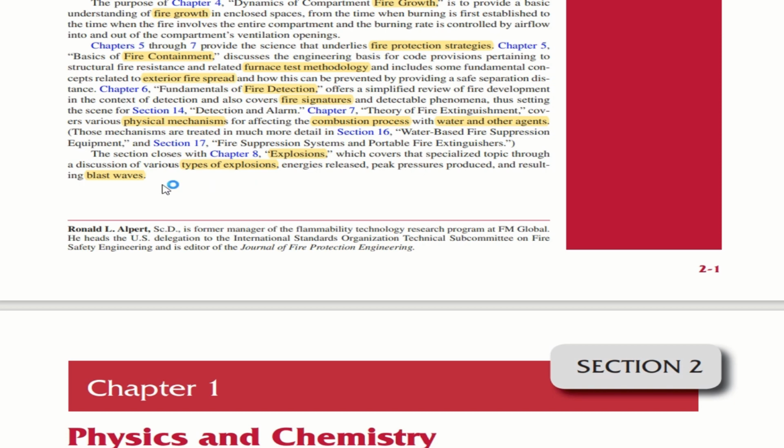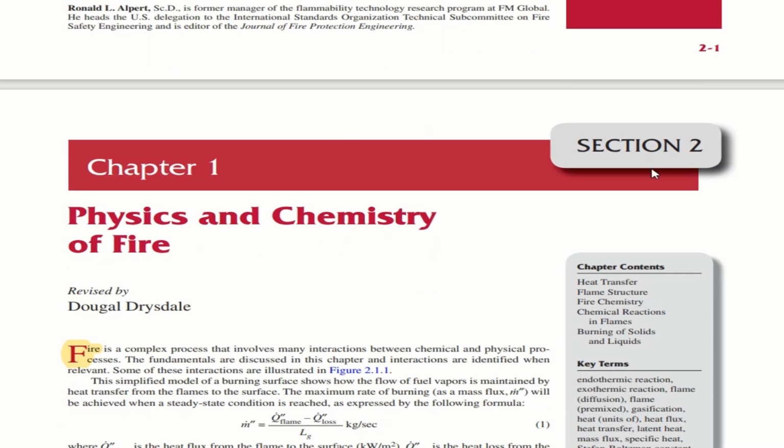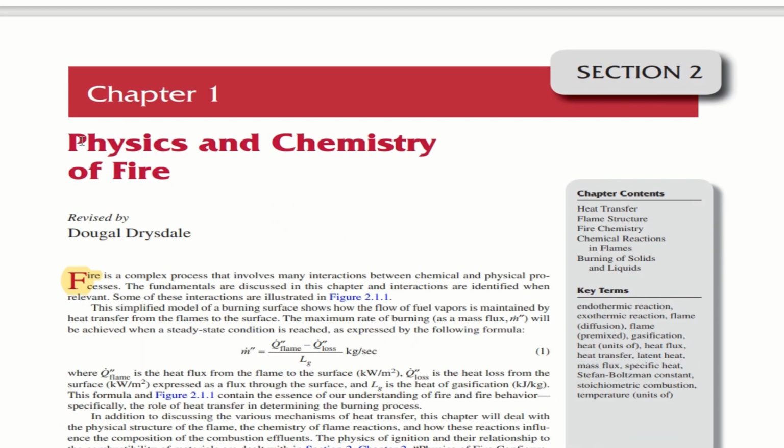I have highlighted some of the points which are most important, so you can make a note of this. Since I am not going to cover the whole section 2, as it would take a lot of time due to time limitations, I am only going to cover the important points that will be helpful for your CFPS examination. So section 2 chapter 1 is related to the physics and chemistry of fire.